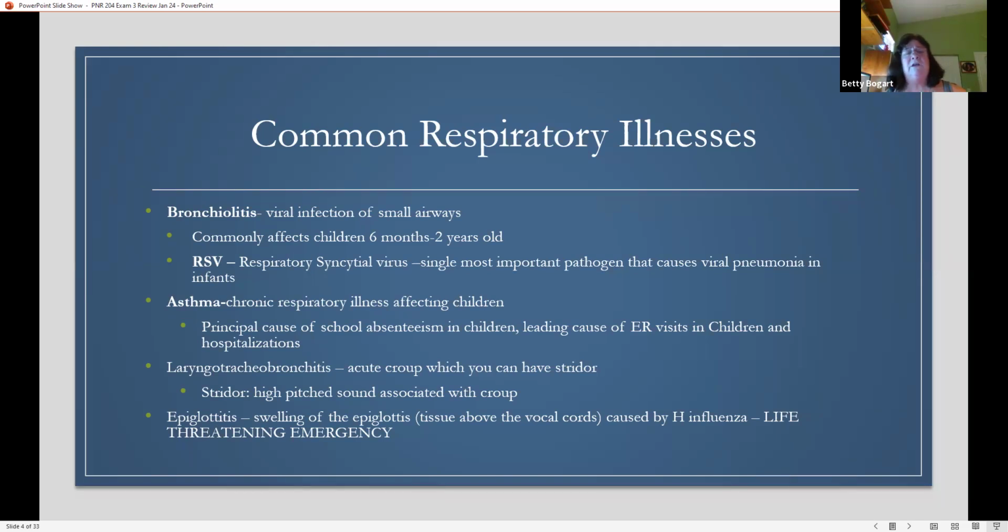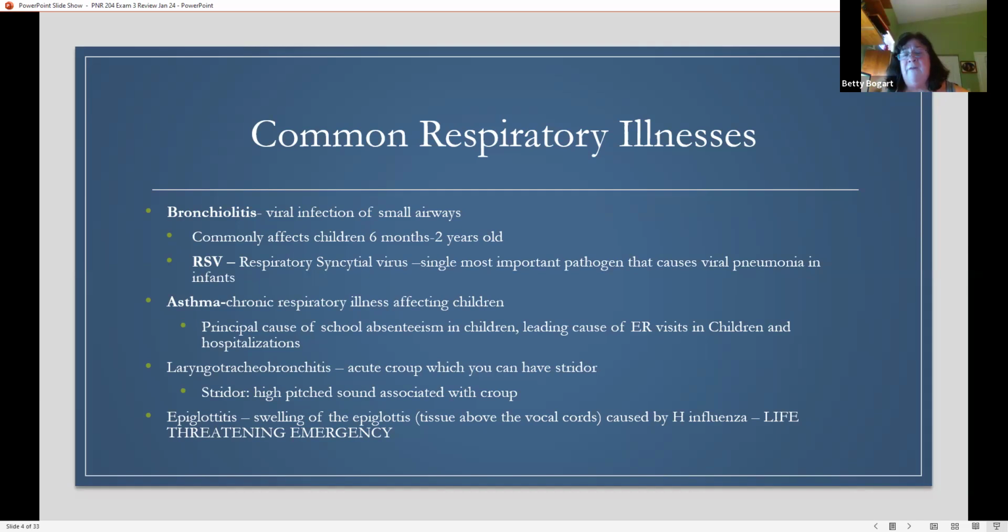LTB, laryngotracheobronchitis. This is croup. What do we know about croup? Well, it's an inflammation in the epiglottis and the airway, and it causes the airway going into the larynx to get really swollen, and a little bit is occluded, so you can't breathe. That's why you have stridor, that high pitched sound you hear as you breathe.